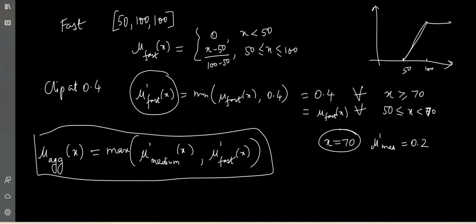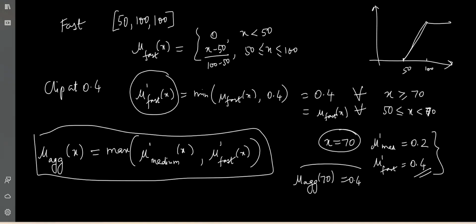And what about the fast? (70 minus 50) is 20, 20 upon 50 is 2 upon 5, which is 0.4, right? And the minimum of 0.4 and 0.4 is 0.4. So mu dash of fast is 0.4. Out of these two values, the maximum is 0.4. So the aggregate value at 70, I can say, is nothing but 0.4. This is how we are understanding it.